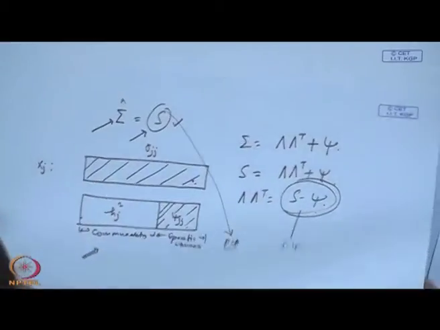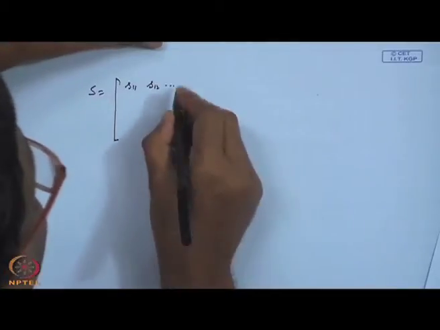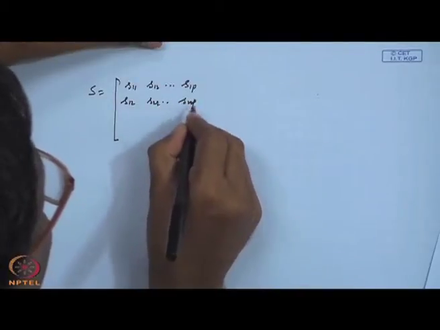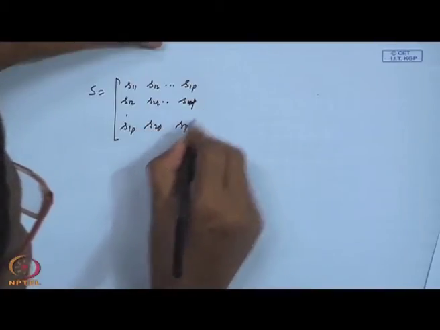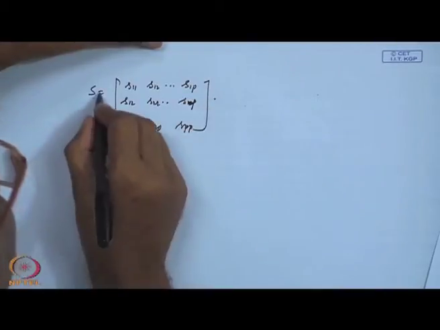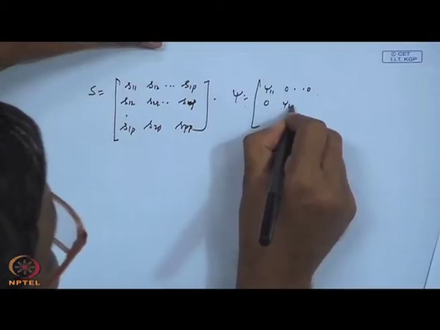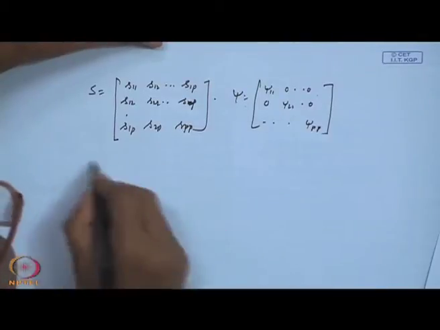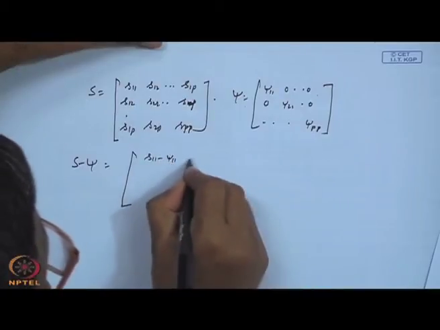Now, if you do a little more manipulation here, my S is this, S11, S12, S1P, S2P. And if I say my psi is this, okay, so when I create S minus psi, the diagonal elements will be changed.